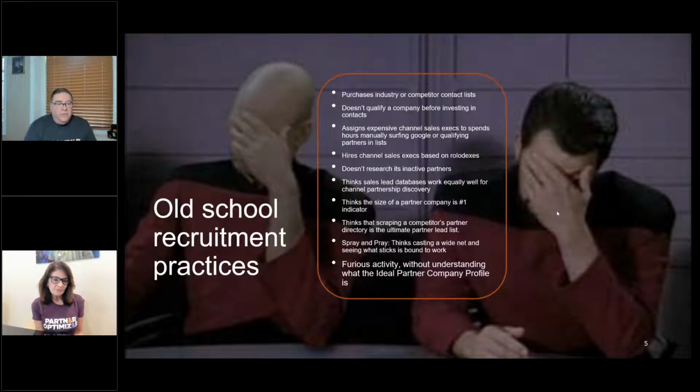which takes us to the next one, the size of company, Dina. Yep. Well, so many companies, when we first talk to their channel chiefs, think that how big the partner company is makes all the difference in the world as to whether they're going to have the right customer base for them and be successful with them.